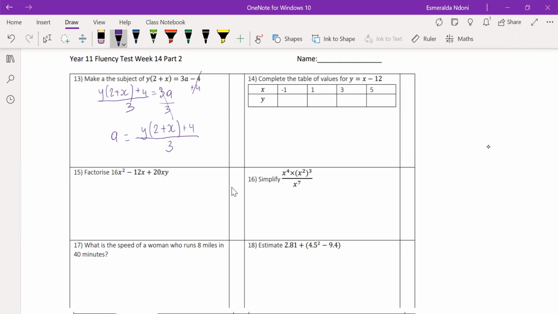Question 14, complete the table. So the values of x have been given to us. All we need to do is substitute. We have a -1 here, that's x, minus 12. Use the number lines when you work with questions that require you to add negative numbers. That's very, very helpful, and you can physically see what the numbers add up to.